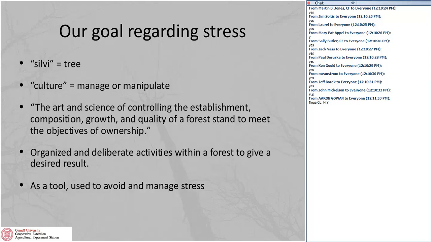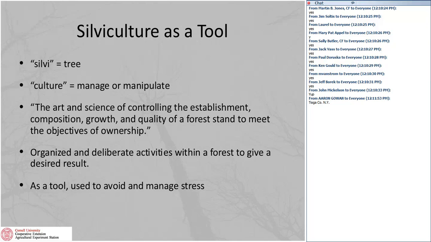Okay, so as we think about how do we manage stress, and when I say manage stress, recognize I'm talking about managing either the stress or the way the trees respond to that stressor. The tool that we have is silviculture. Defining that, breaking it out, silva is tree, this is Latin. Culture is to manage or manipulate, so adding those together as a definition allows for the art and science of controlling the establishment, composition, growth, and quality. So that's where we're getting into some of these health issues of a forest stand to meet the objectives of ownership. So with silviculture, we're manipulating the forest.